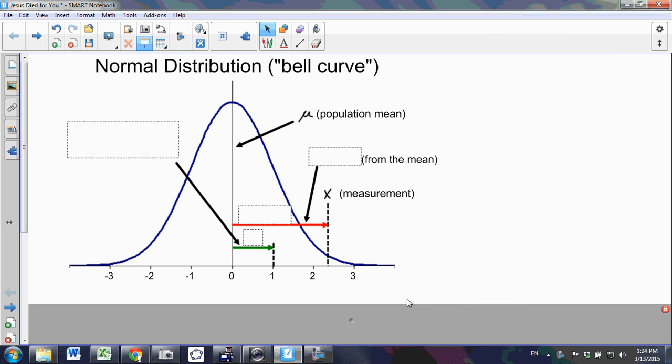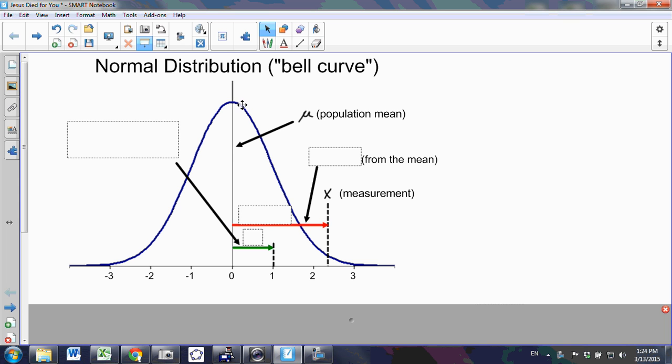Okay, just some statistics basics to begin with. We have a normal distribution here, what's typically called a bell curve. And at the center of the bell curve is the mean of the population. Lots of things in nature would have a normal distribution.